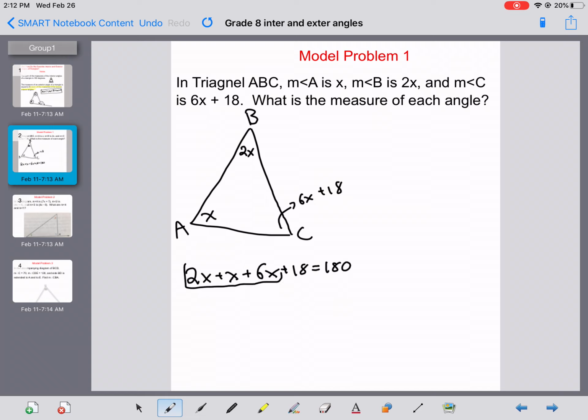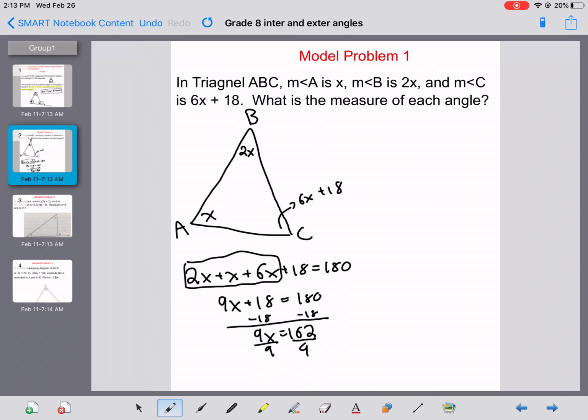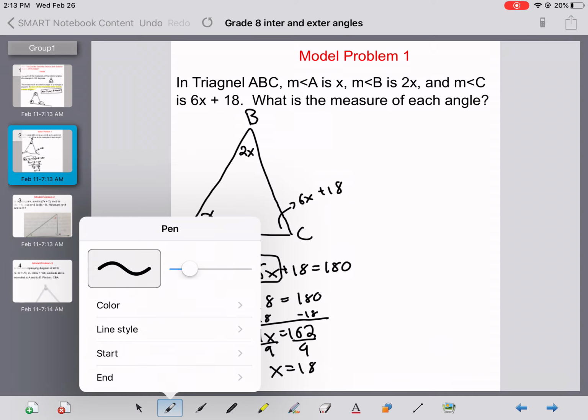Now I just have to solve this for x. I combine my like terms. I end up with 9x plus 18 equals 180. I'm going to subtract 18 from both sides. I have 9x equals 162. Divide by 9 on both sides. I have x equals 18.